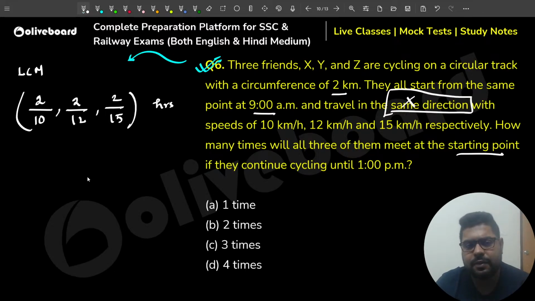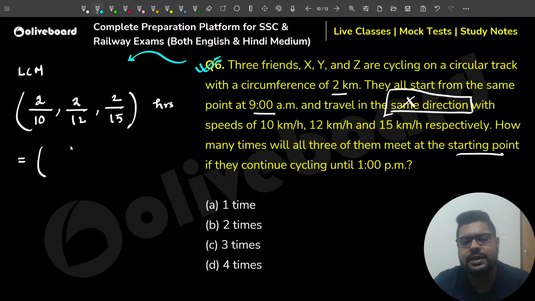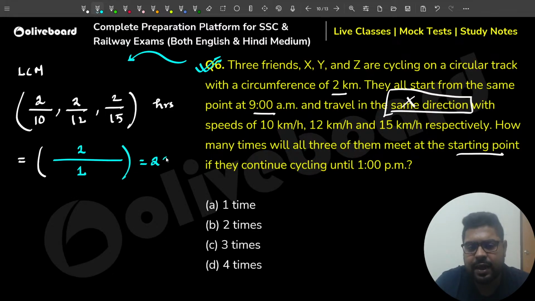Distance by speed, kilometer by kilometer per hour. Actually, let's not write this. We already know that the LCM of fractions means the LCM of numerators by the HCF of denominators, which is 1. So they will meet after 2 hours.